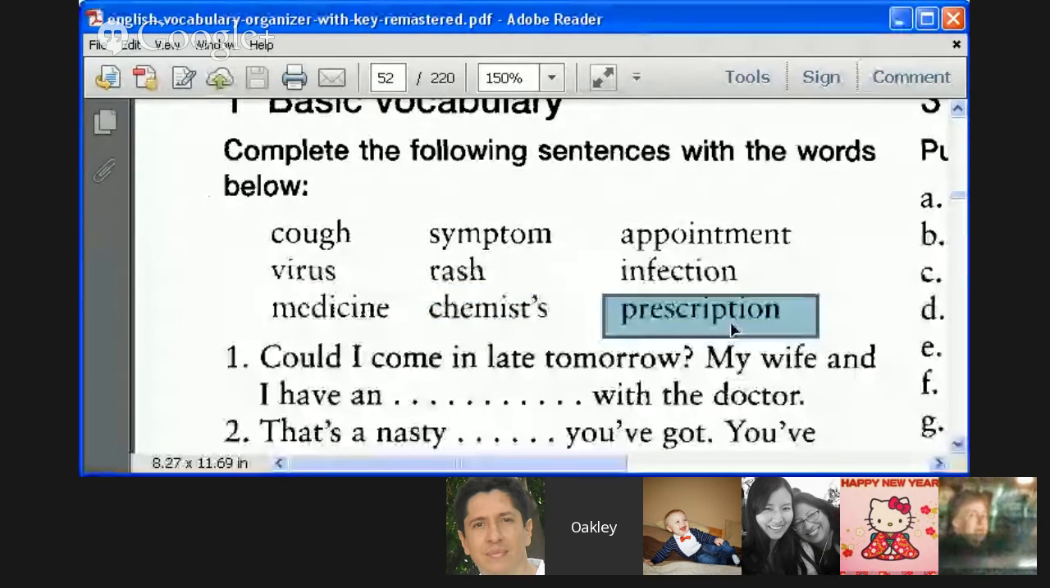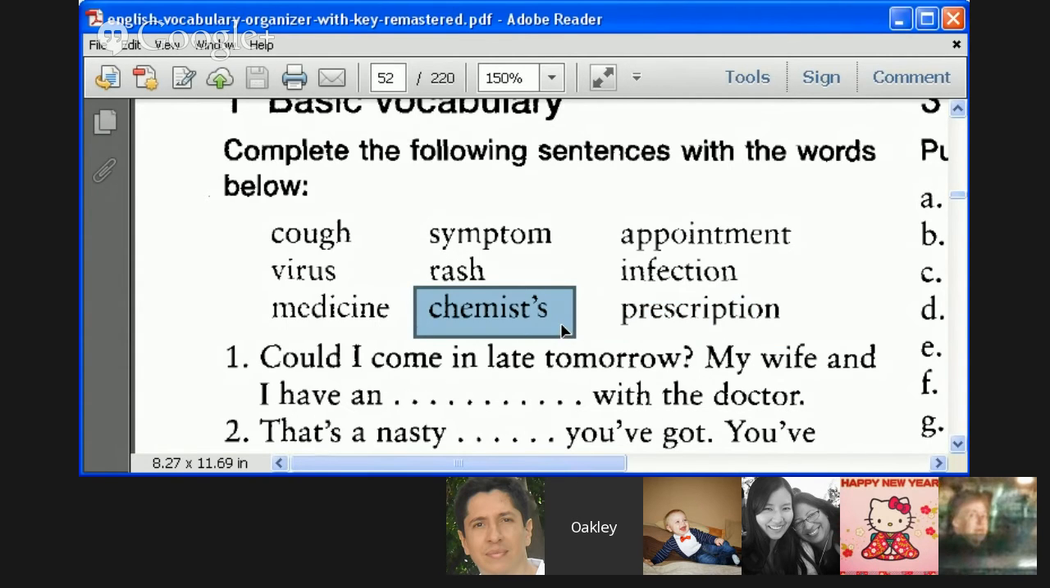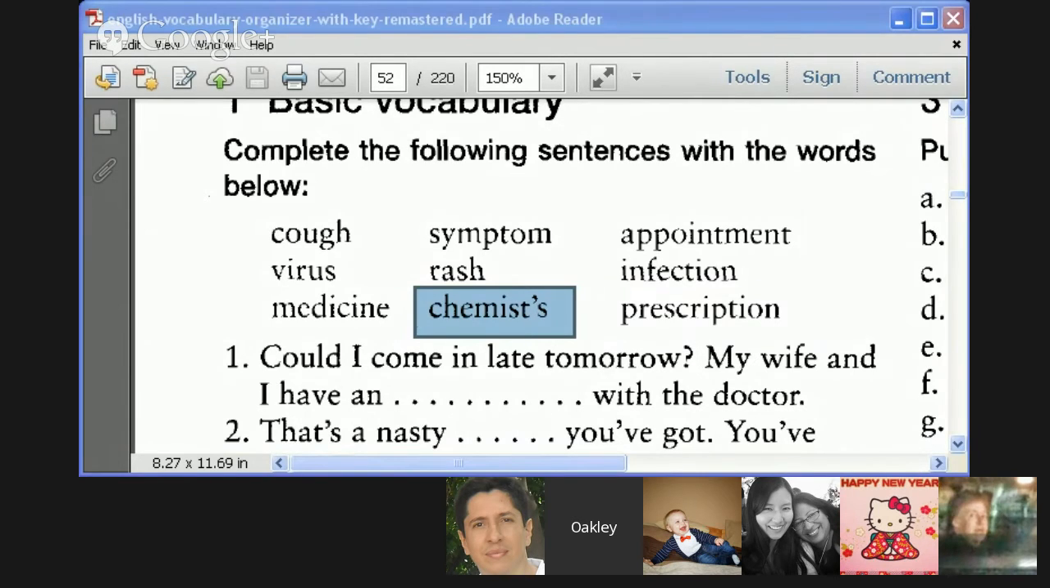Prescription is that little piece of paper the doctor writes on. He writes down the medicine you need and how often you need to take it and any other precautions. You have to bring that piece of paper with the doctor's signature. You bring it to the chemists. Now, British people say chemists. Americans would say pharmacy or drugstore. We never call it a chemist's, and British never call it a pharmacy. But anyway, that's the place where you buy medicine, and they dispense the medicine.